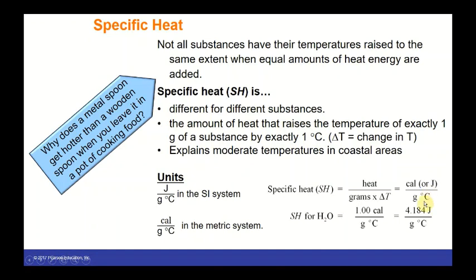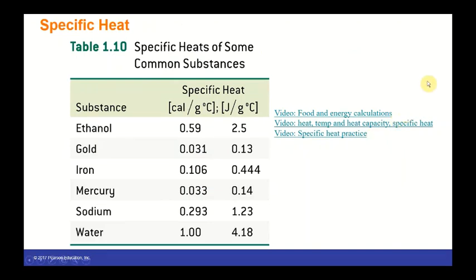We can then use the specific heat to calculate temperature changes in a substance, and also we can use it to calculate initial and final temperatures. We can also use it to calculate the amount of substance if we're given the specific heat, and we can also use it to determine the amount of heat that is lost or gained from a substance. Here we have some specific heats of common substances.